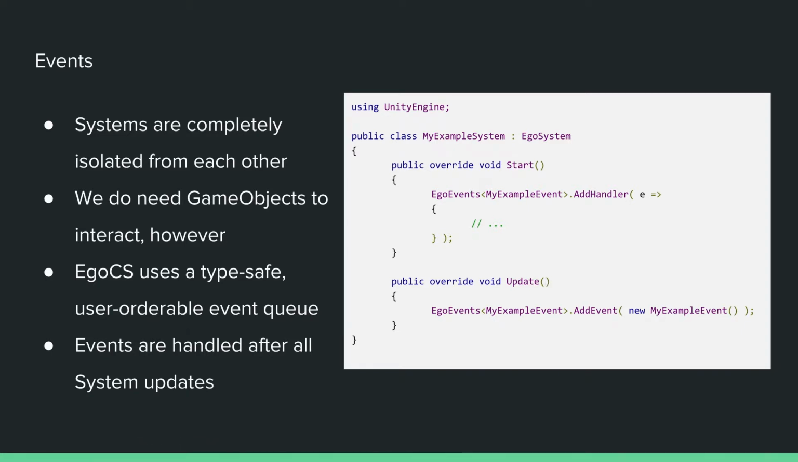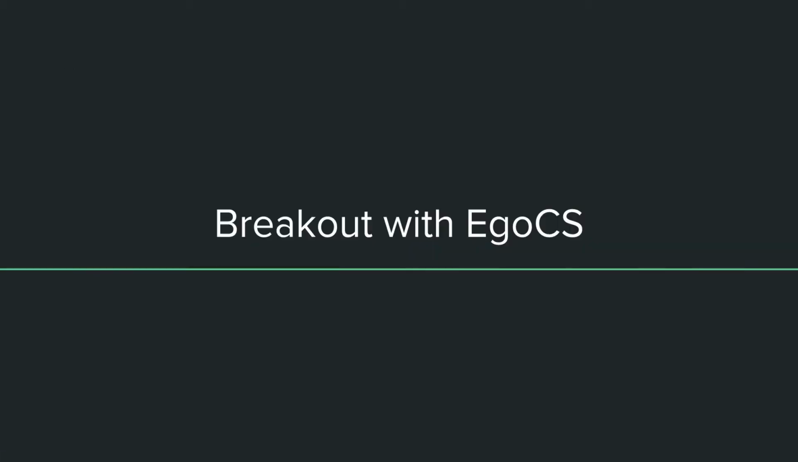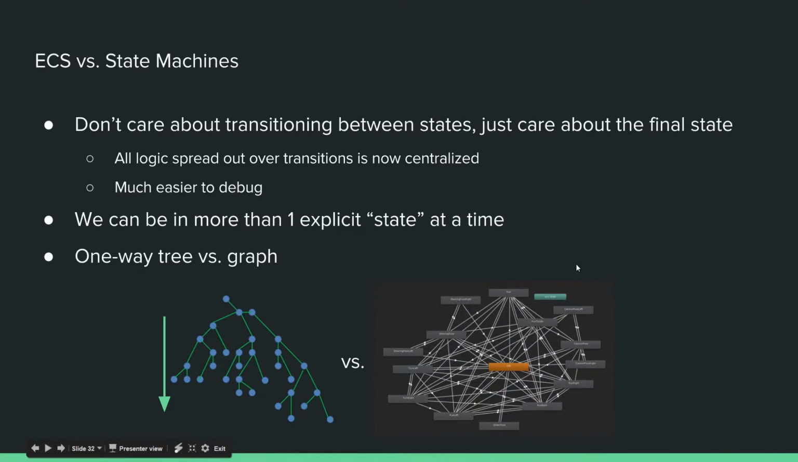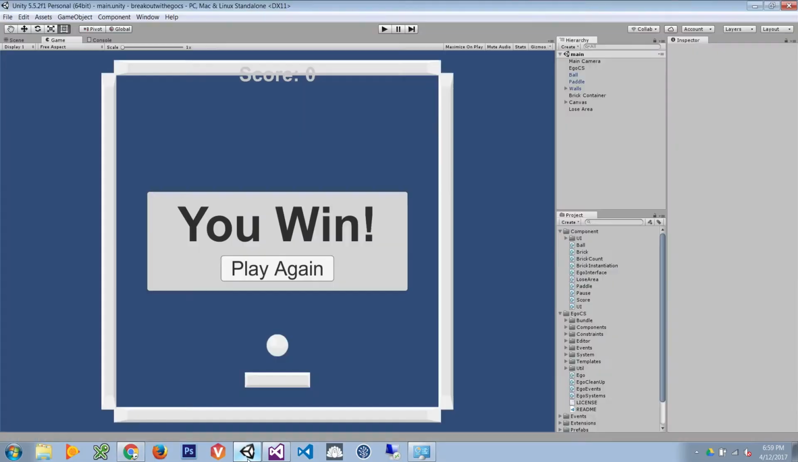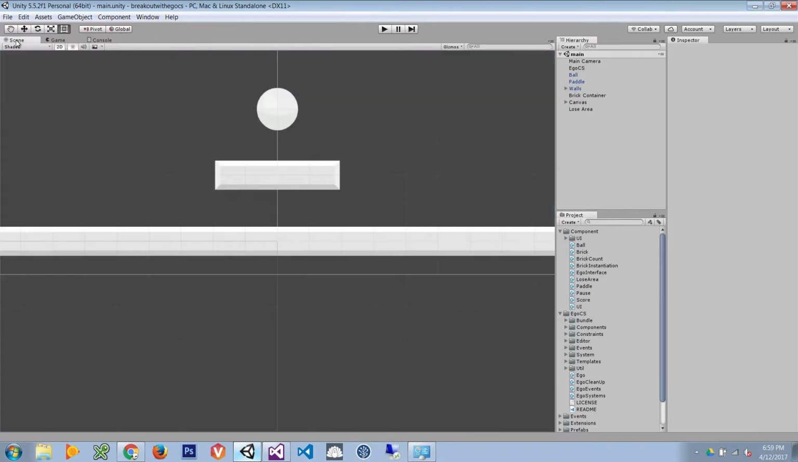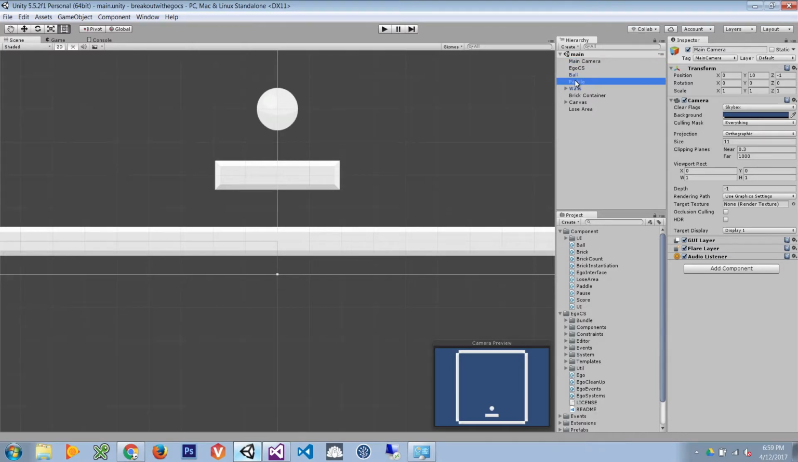I'm just going through really quick examples. There's a full wiki with this, and there's an example project that I'll show in a little bit as well. All of this is up on GitHub. Okay, and yeah. Oh, great. Speaking of, we got with EgoCS. So this is the example project that I guess I'll show off.